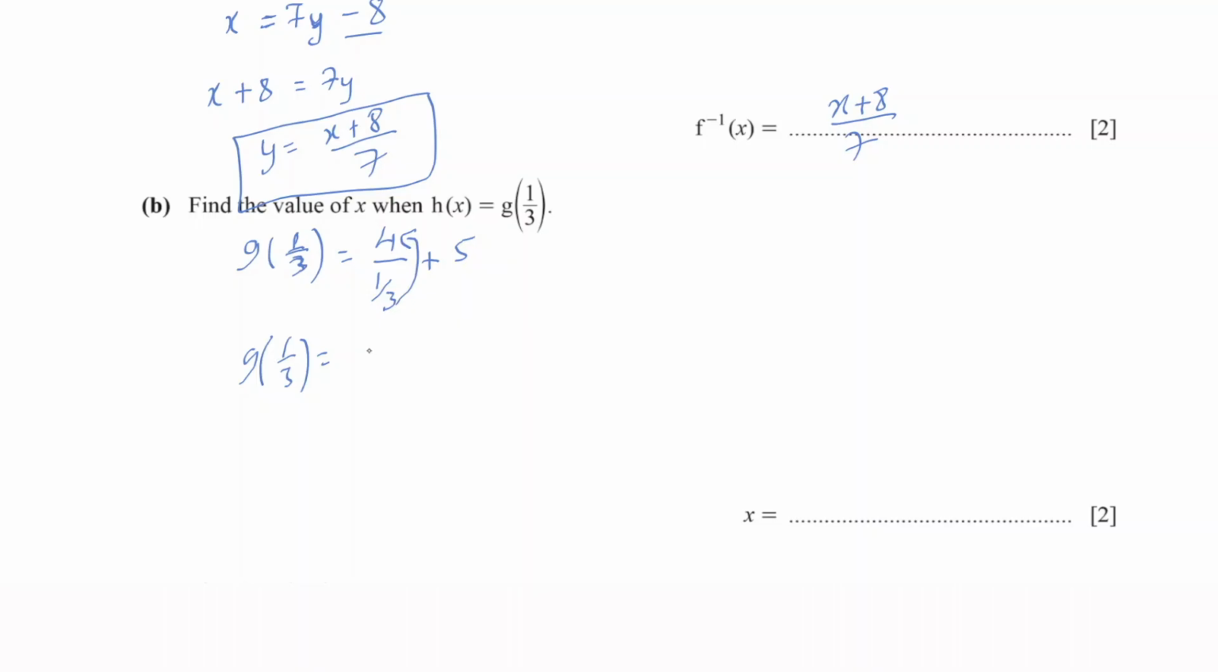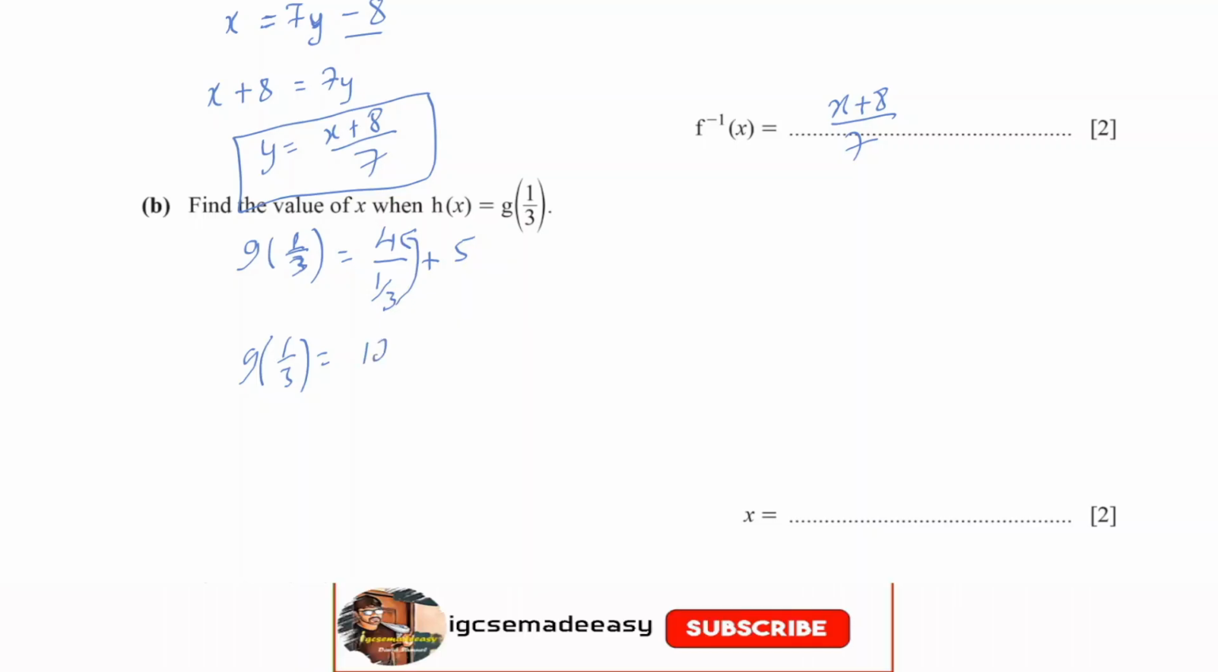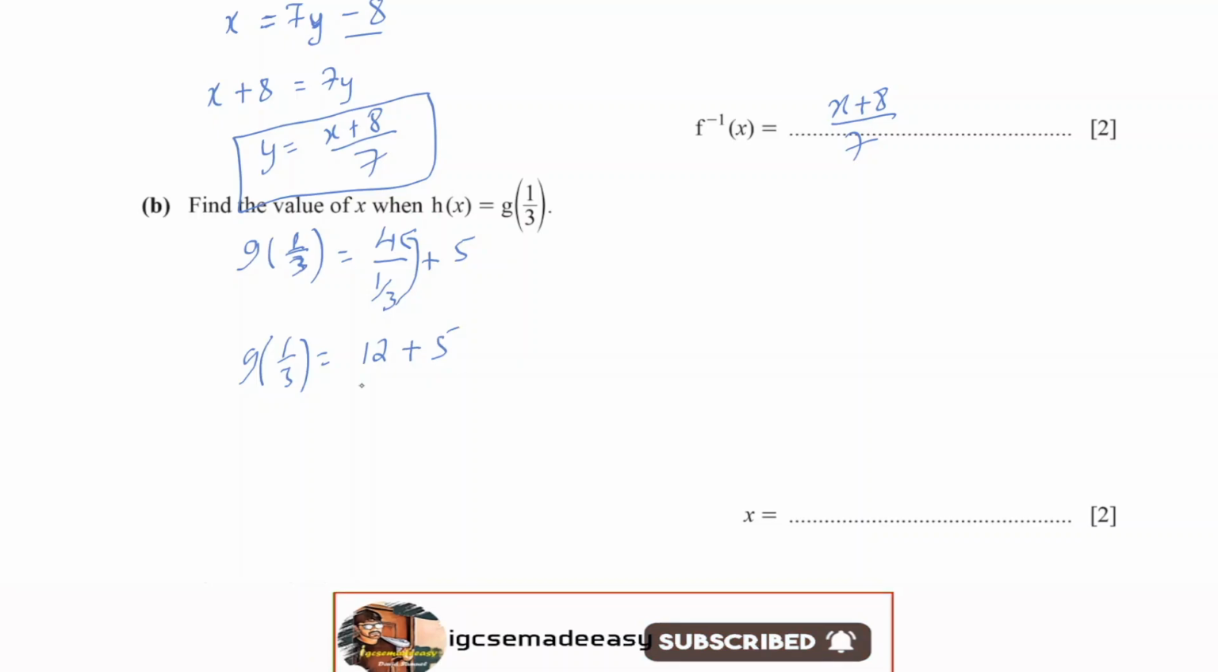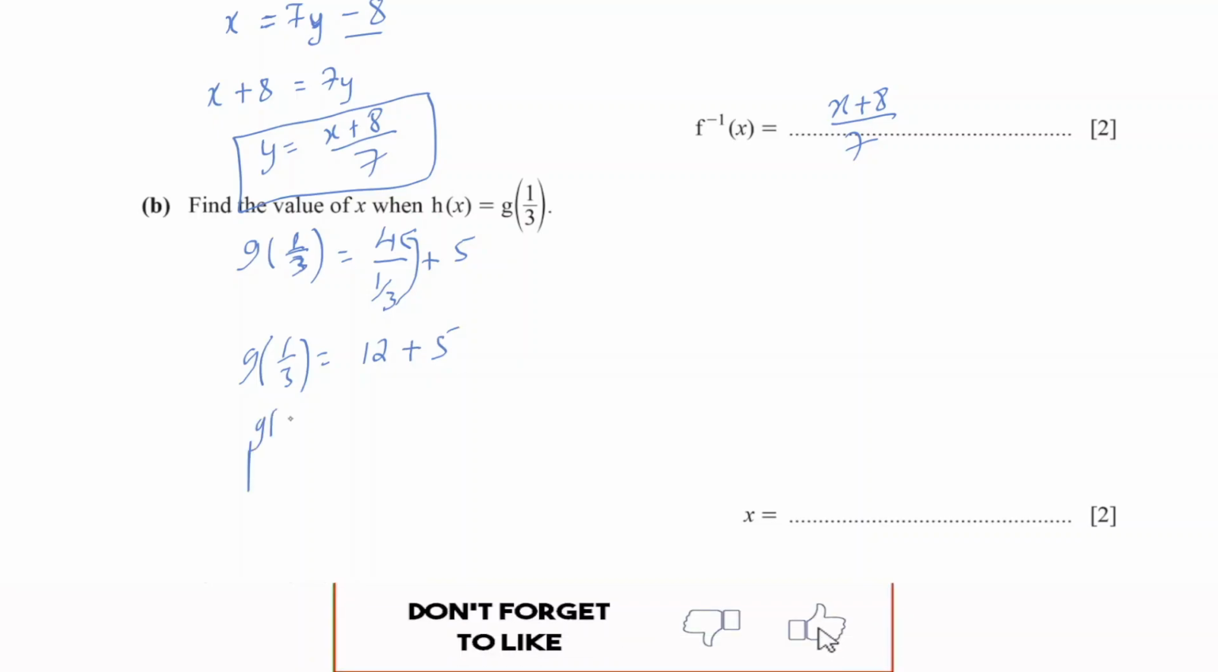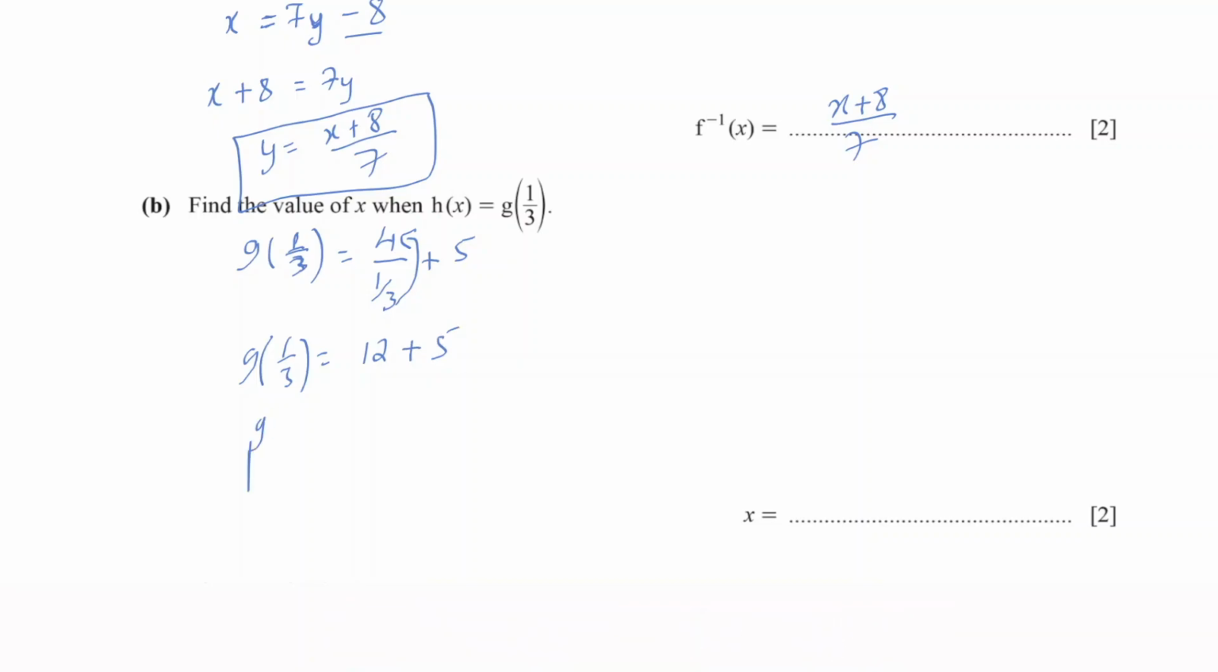Okay, so 4 times 3 is 12. 12 by 1, 12 itself. So 12 plus 5. So g of 1 by 3 will be equal to 17. 12 plus 5 is 17.